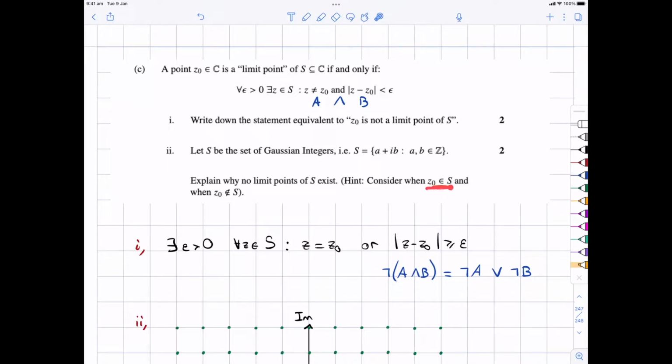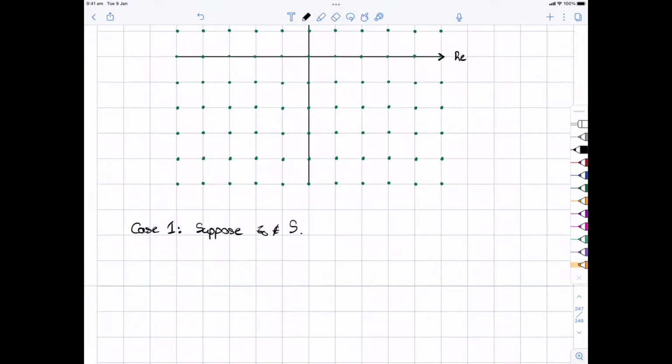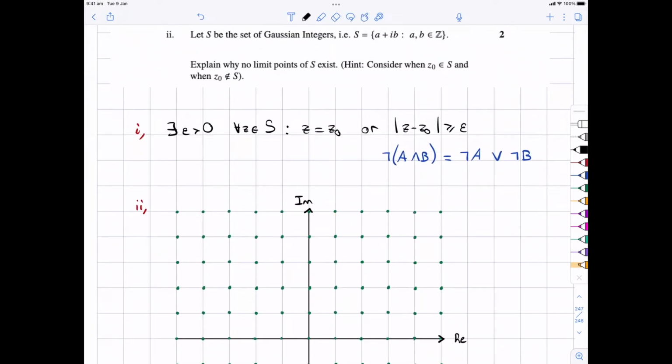It says to consider when z0 is an element of the Gaussian integers and when it's not an element of the Gaussian integers. All right, so I'm actually going to start with this second one here. I'm going to start with the case when z0 is not in S, and then I'll come back to this one here when z0 is in S. So the first case that I'm going to work with, case 1, is to suppose z0 is not in S.